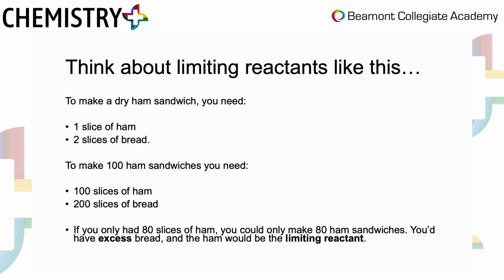However, what would happen if I only had 80 slices of ham? If I only had 80 slices of ham, I could only make 80 ham sandwiches. I'd have excess bread. So that therefore means that the ham would be the limiting reactant.